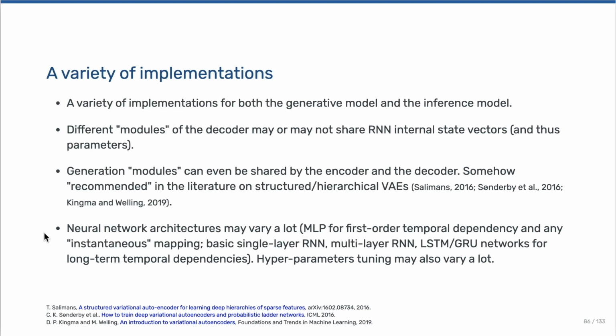Neural network architectures may also vary a lot. We can have a simple multilayer perceptron to implement a first-order temporal dependency or any instantaneous mapping. We can have a basic single-layer RNN, or a multi-layer RNN, or an LSTM or GRU network to implement long-term temporal dependencies. Hyperparameter tuning may also vary a lot. We can vary the number of layers and/or the number of units, as is usual in deep learning. Unfortunately, we do not have time to consider this kind of issue extensively in this presentation, but at least it is important to mention it.